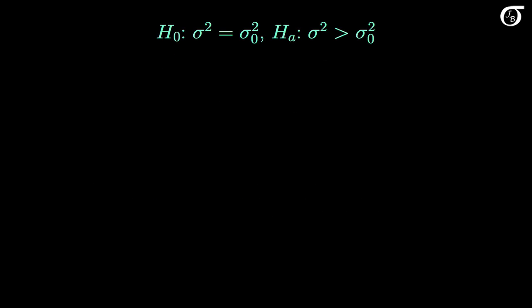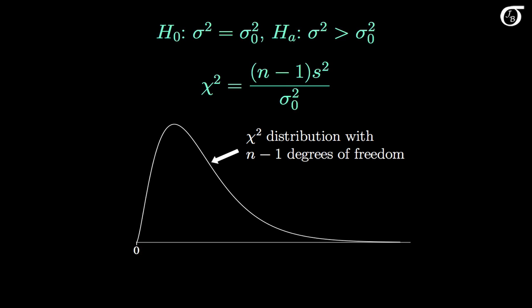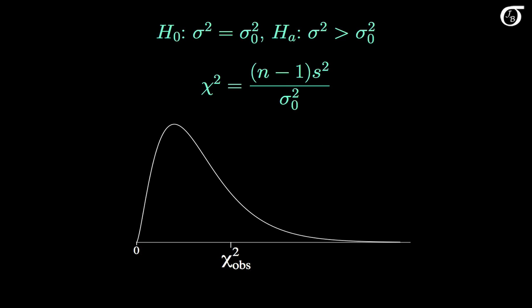Suppose we are using this alternative hypothesis, that sigma squared is greater than the hypothesized value. Here's the test statistic. And if the null hypothesis is true, the test statistic would have the chi-square distribution with n-1 degrees of freedom. I've drawn in a chi-square distribution here. Suppose we go ahead, draw a sample from the population, and calculate the observed value of the test statistic. We would draw it in on this distribution. I'm letting this chi-square with a subscript of OBS represent the observed value of the chi-square test statistic.